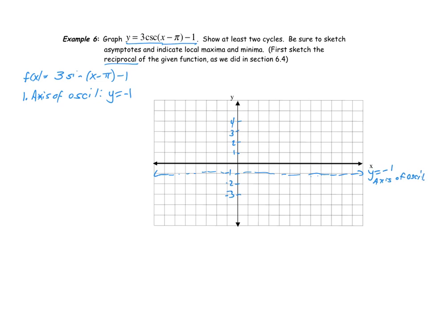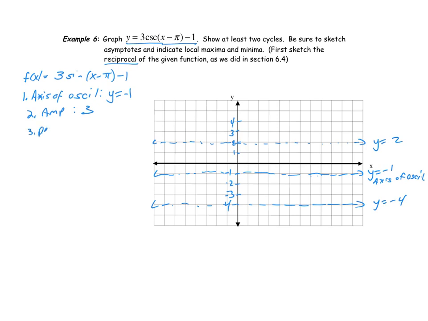The next thing I want to do is figure out the amplitude. The amplitude comes from the coefficient in front of sine. In this case, we have 3. So the amplitude is going to be 3, which means from the axis of oscillation, the maximum will be going up 3 units. So from negative 1 up to 2, that will be where the maximum points occur for this sine function, and we'll go down 3, to negative 4. Those will be where the minimum values go.